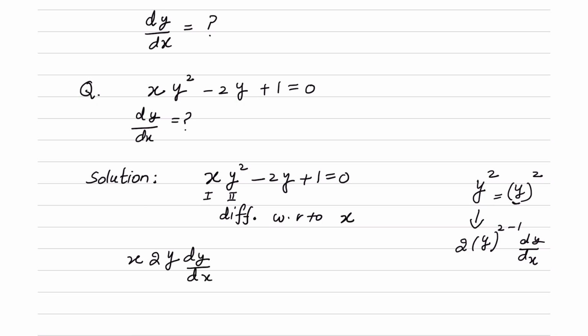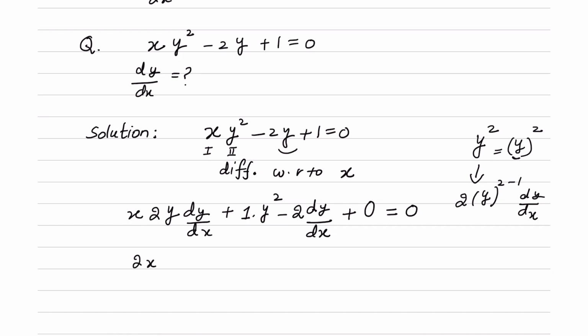plus the first term derivative. The first term here is x. The derivative of x with respect to x is 1 and the second term as it is. Minus 2 derivative of y with respect to x, plus the derivative of a constant. Here the constant is 1. Its derivative is 0. Equal to the derivative of 0, which is 0.